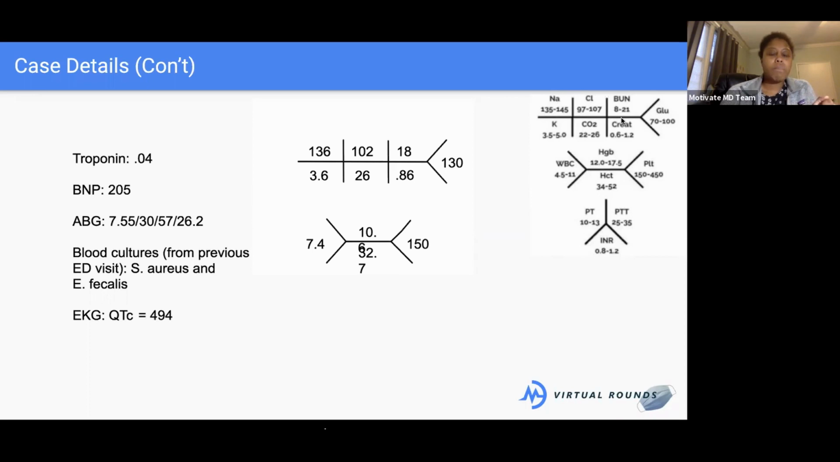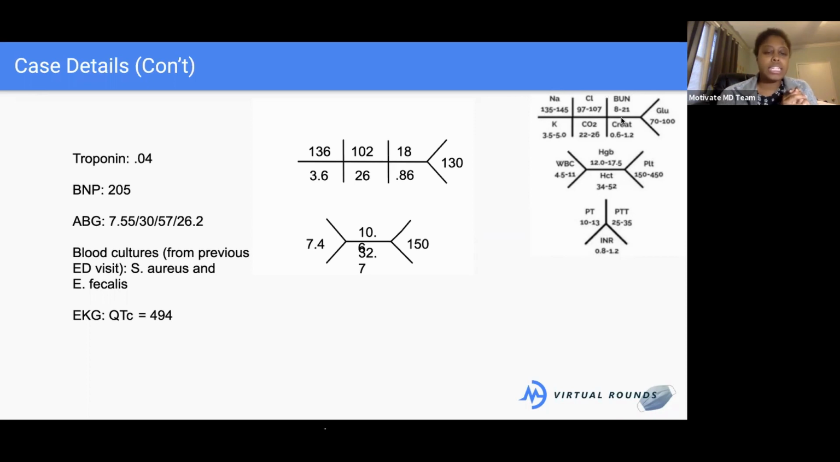So he actually had blood cultures that come back. No, great job though. Thank you for mentioning that. He had blood cultures that had come back from his previous emergency department visit that actually were positive for Staph aureus and E. faecalis. That's bad that he had positive blood cultures, especially the E. faecalis, and we'll talk more about the Staph aureus positive blood culture. And this grew out in 2 separate bottles. So he had 2 blood cultures drawn on his original ED visit.